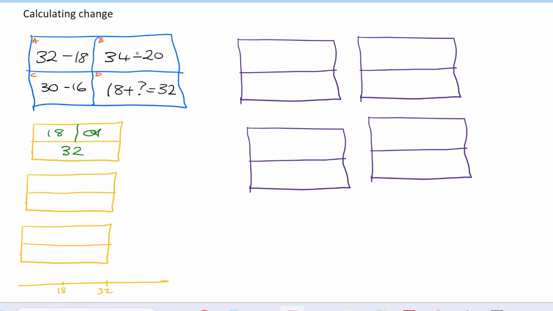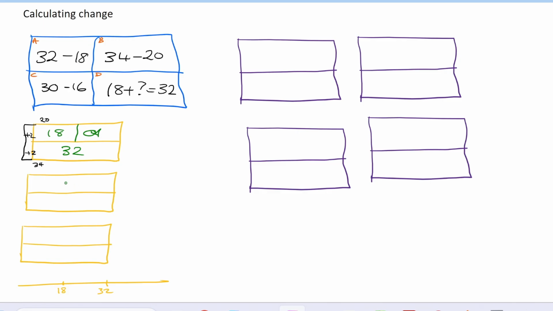The first different one there's 34 and 20. So what I've actually done is I've added 2 onto both of those. So this became 20, this became 34, and I knew that the difference was 14. I did not change the answer at all.